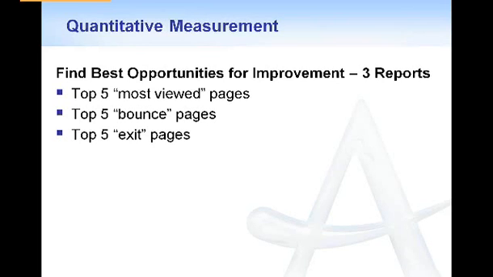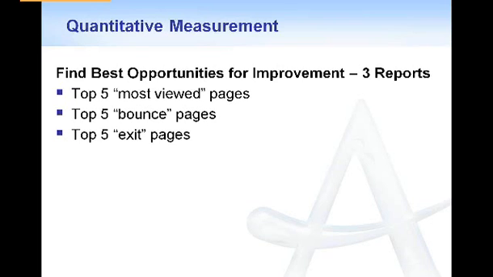Now, there are 3 reports we really want to focus on. And again, applying Pareto's rule, let's just really focus on a few. Let's take a look and identify the top 5 most viewed pages, the top 5 bounce pages. Bounce pages are pages that people enter your site and then they leave your site without progressing any further into your site. And then another report we're going to look at is top 5 exit pages.